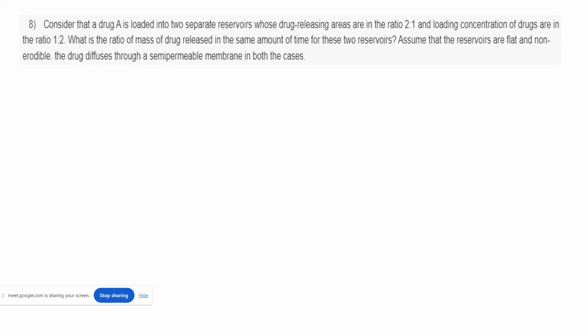Okay, here we have the next question. Consider that a drug A is loaded into two separate reservoirs whose drug releasing areas are in the ratio of 2:1 and loading concentration of drugs are in the ratio 1:2. What is the ratio of drug released in the same amount of time for these two reservoirs? Assume that the reservoirs are flat and non-erodible, and the drug diffuses through a semi-permeable membrane in both the cases.